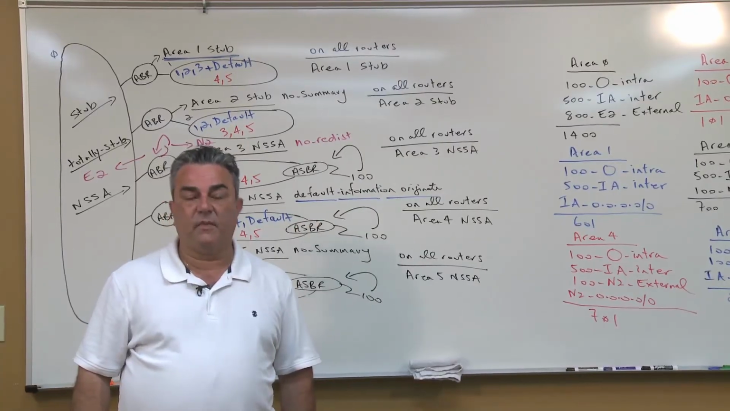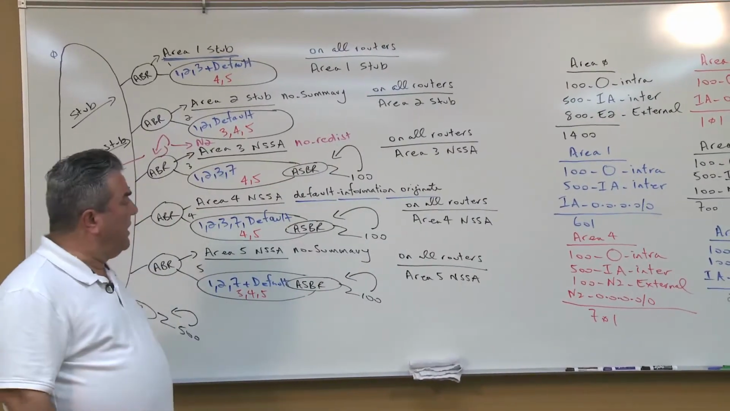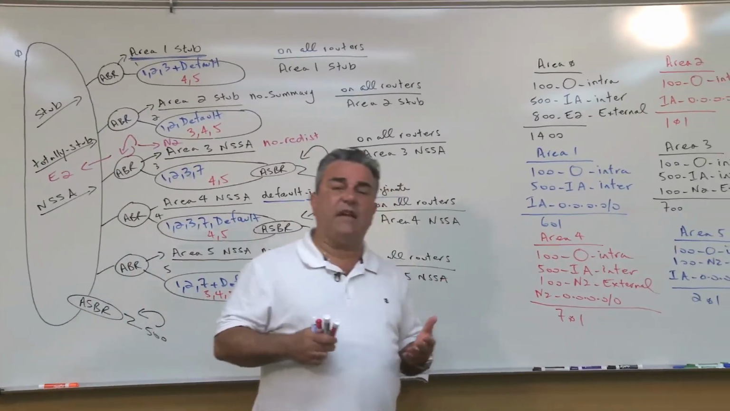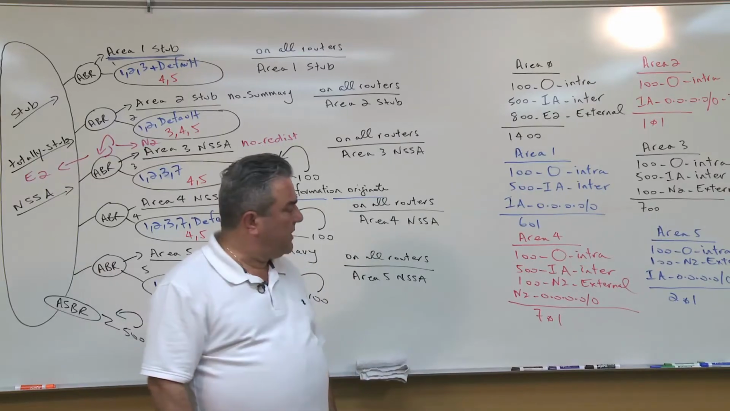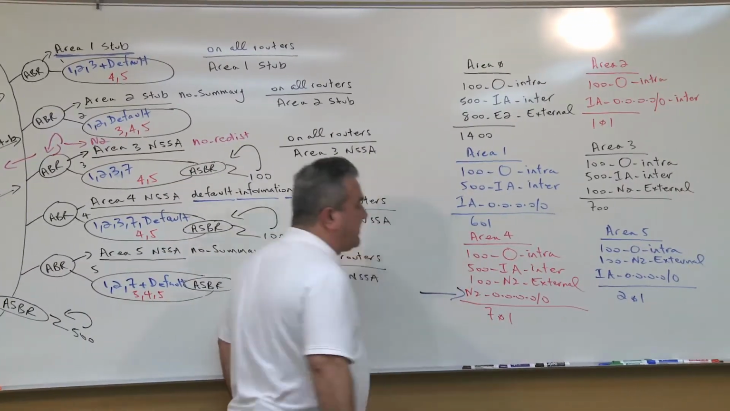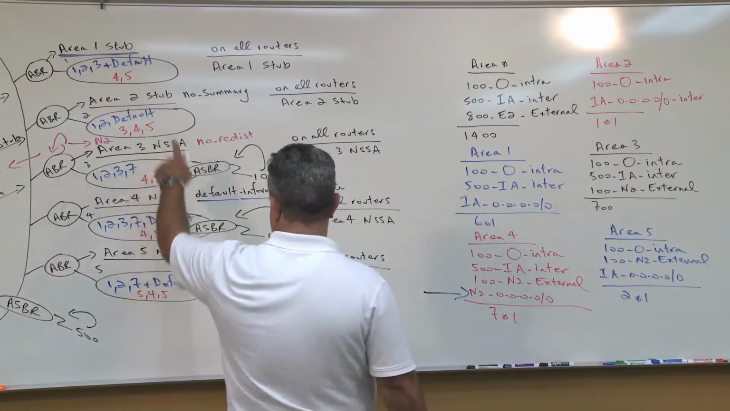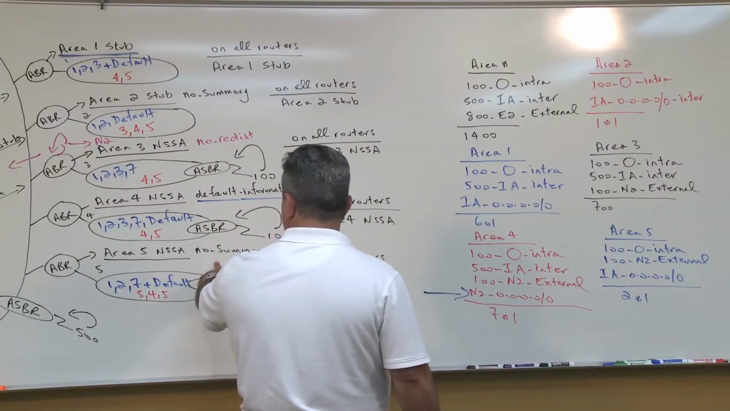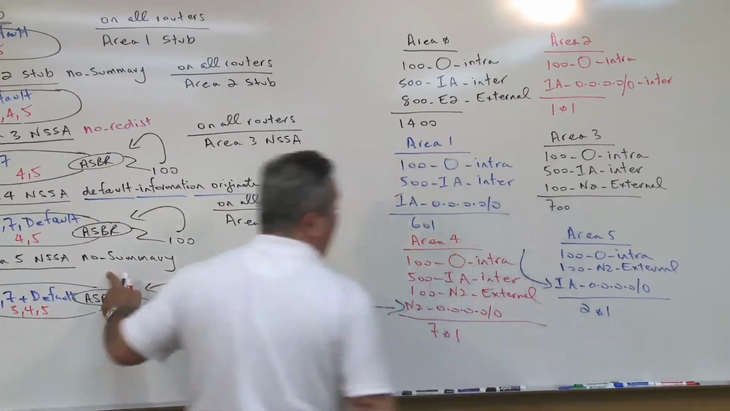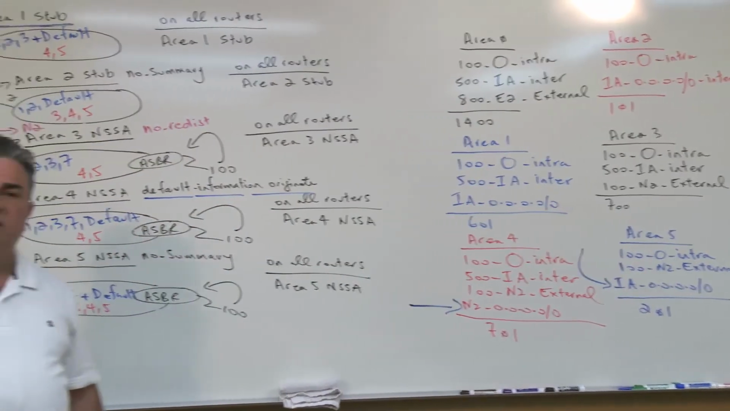The last item that I wanted to cover over here is how can we utilize the default route that is injected by the ABR. Now, over here in area 4, the default route is injected as external. In area 5, the default route is injected as IA. Now, how can we utilize that to our benefit?